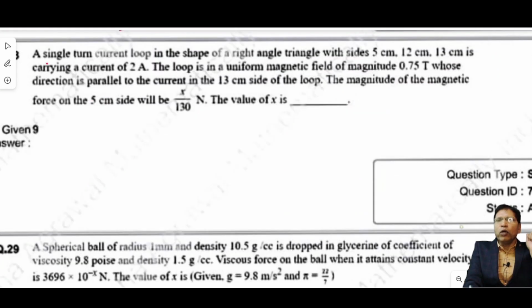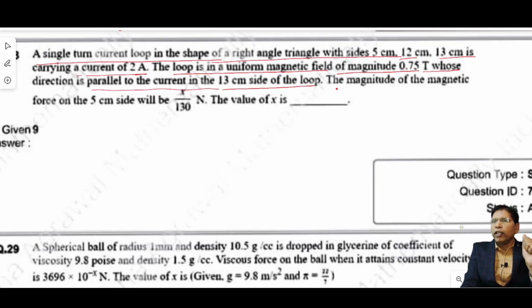Now question number 28. A single turn current loop in the shape of a right angle triangle of sides 5 centimeter, 12 centimeter, and 13 centimeter is carrying a current of 2 ampere. The loop is in a uniform magnetic field of magnitude 0.75 Tesla, whose direction is parallel to the current in the 13 centimeter side of the loop. The magnitude of the magnetic force on the 5 centimeter side is asked. Look at this, this is the 5 centimeter, this is the 12 centimeter, and this is the 13 centimeter.